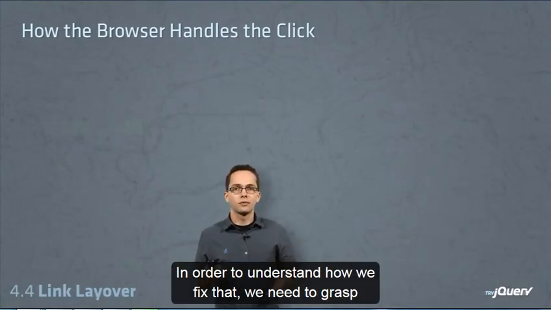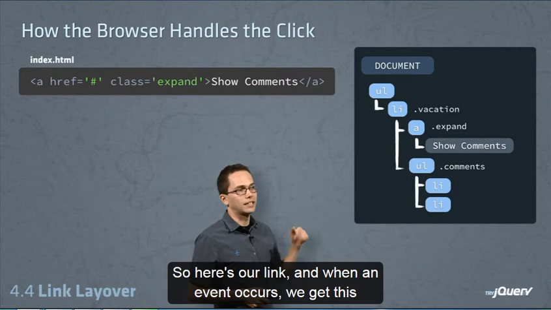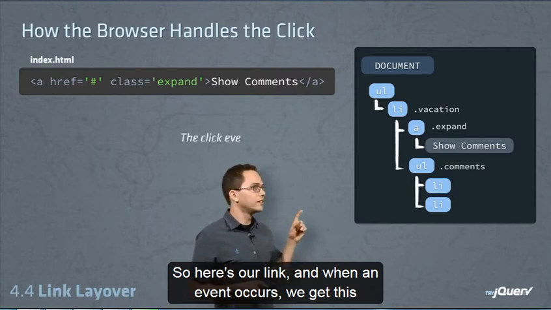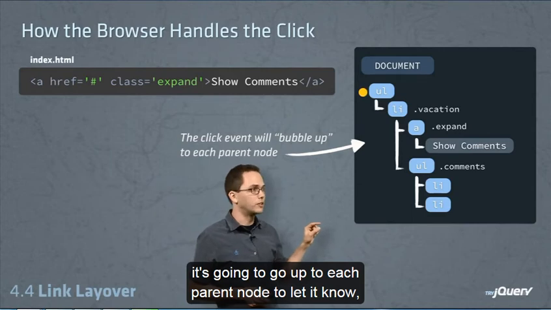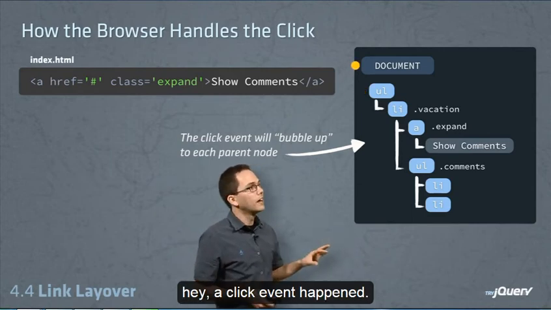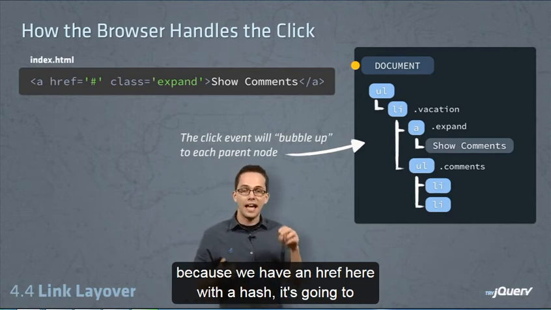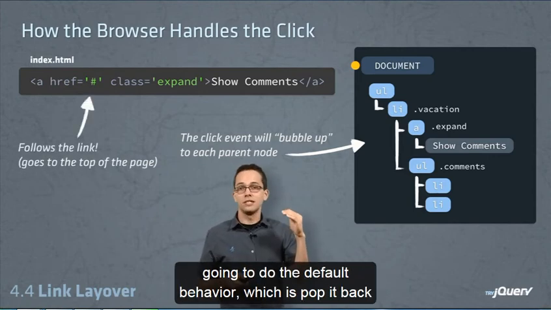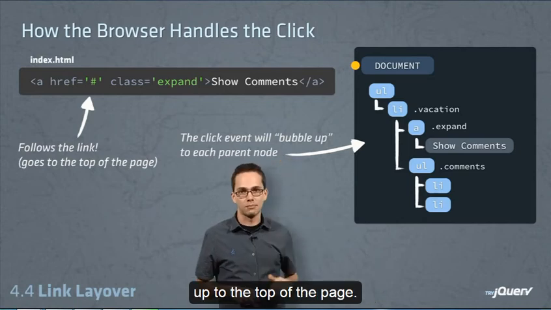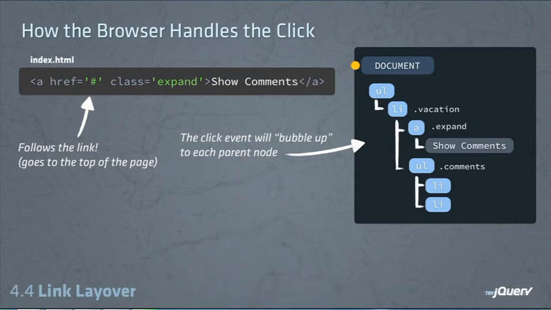In order to understand how we fix that, we need to grasp what's happening when an event occurs inside of the DOM. So here's our link, and when an event occurs, we get this little event bubble. We'll call it a bubble. And it's going to start right there on our link, and then it's going to go up to each parent node to let it know, hey, a click event happened. Eventually it's going to get to the top, and then, because we have an href here with a hash, it's going to follow that link when it gets up to the browser, which is going to do the default behavior, which is pop it back up to the top of the page.